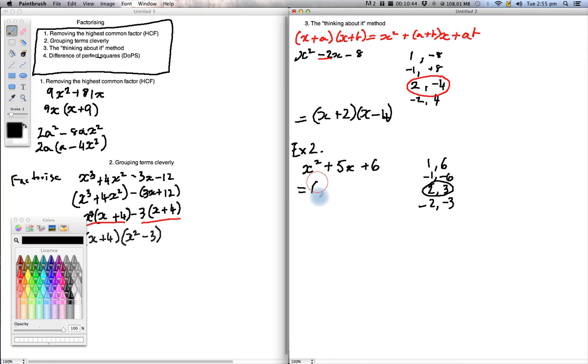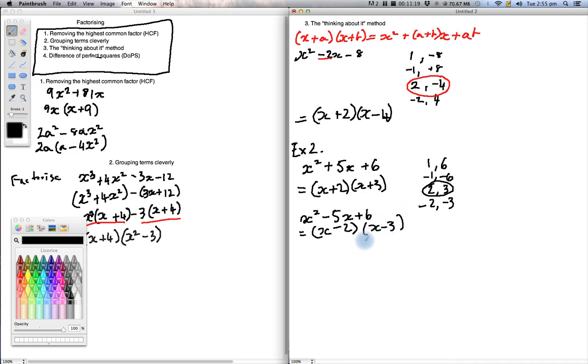So it must be x plus 2, x plus 3. Now if we change that exact same example to x squared minus 5x plus 6, you can see there's plus 6 again, so we've got the same examples, but this time with the minus 5, it's actually going to be this last option. So that one is a little bit different, which is x minus 2, x minus 3.